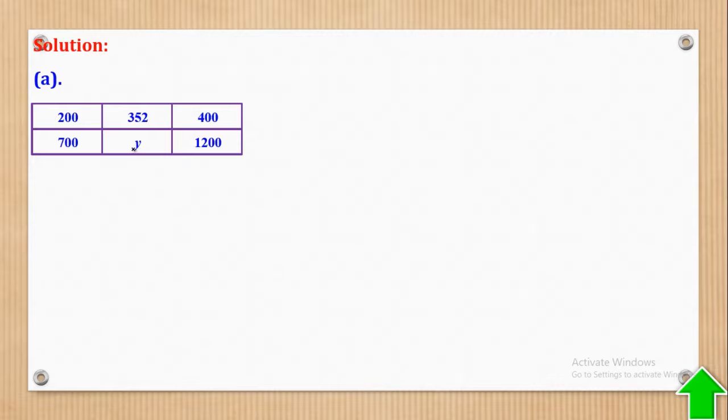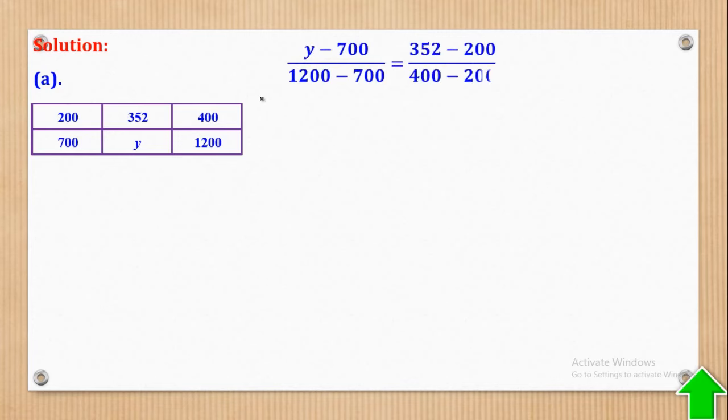So at this, we shall look at these values of y. This one which is smaller is 700. Therefore, the ratio is going to be y minus 700 divided by 1200 minus 700 will be equal to 352 minus 200 divided by 400 minus 200. So when you do that, we shall come up with this part. Therefore, making y the subject, y will be equal to shillings 1080.